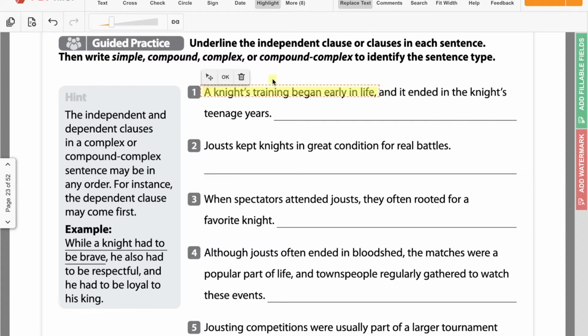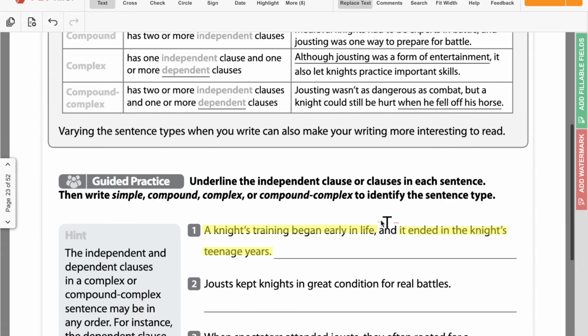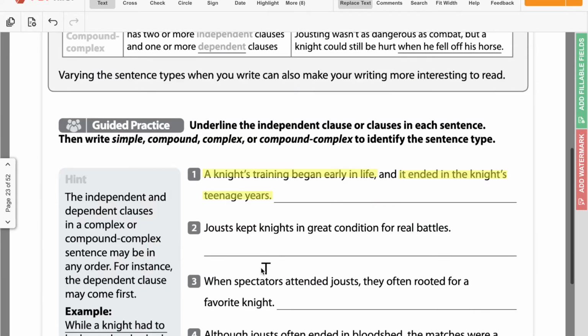Now let's see if we have two independent clauses. It ended in the knight's teenage years. Does that make sense on its own? Yes. Because if you said training ended in the knight's teenage years, that would make sense. So we know because of this word that we either have a compound or compound complex. Well, if we have two independent clauses only, two or more independent clauses is compound, two or more independent clauses and a dependent clause. So it has to be just compound.